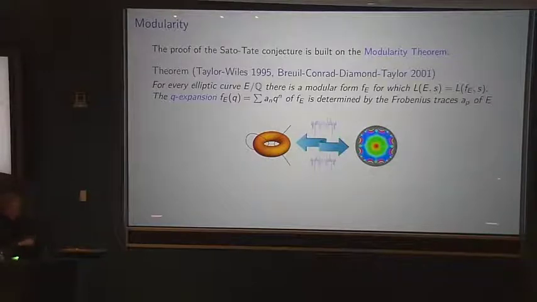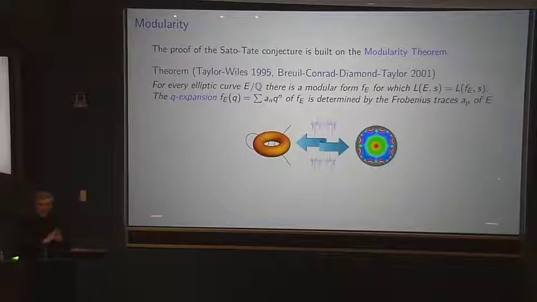So I'm not going to get into any of the details, but I just wanted to say a few words about how the Sato-Tate conjecture was proved. The proof of the Sato-Tate conjecture builds on techniques that were used to prove a theorem known as the modularity theorem. A special case of this, for semi-stable elliptic curves, was proved by Richard Taylor and his advisor, Andrew Wiles, in 1995, and then proved in full generality in 2001. And it says that for every elliptic curve, there is a modular form that has the same L-function.